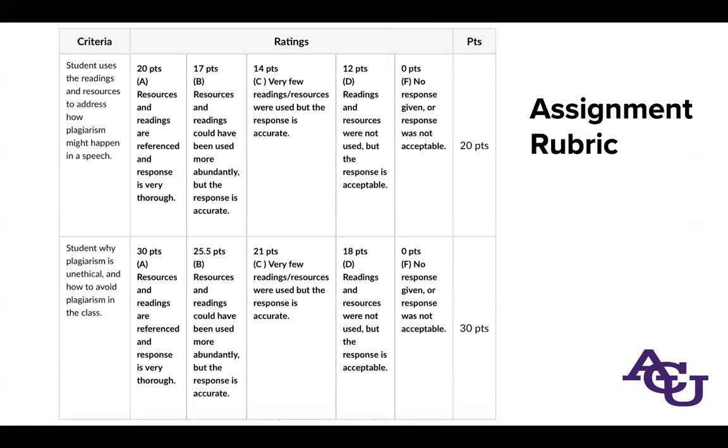Most ACU assignments, including this one, come with a rubric that you can follow to fine-tune your work. If you want the full 20 points for using the course readings and resources to address how plagiarism might happen in a speech, ensure that you reference the readings and resources and that your response to them is detailed and thorough.